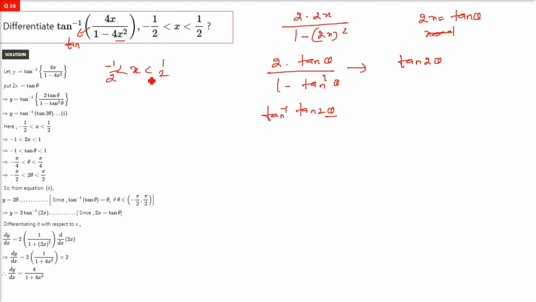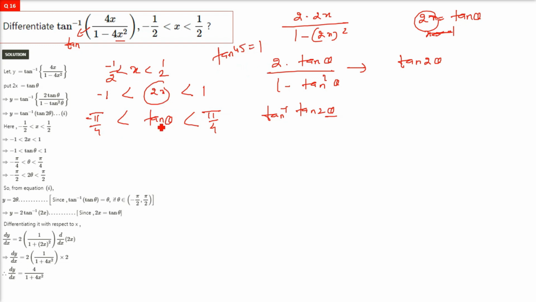So let us go to the limitation which is being given, negative half to half, which is inside x. So we have minus 1 here, and this is 2x, and this is your 1. Okay, we have multiplied 2 everywhere. 2x is tan theta we have taken, so tan theta will be less than 1 and greater than minus 1. So if you want to find out the theta for this, it will be pi by 4 and negative pi by 4, because we know tan pi by 4, tan 45 degree, is always 1. And tan minus theta is minus tan theta. So we can write always minus pi by 4.